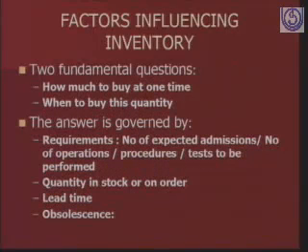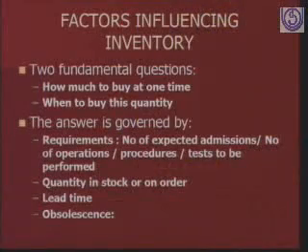Now, what are the factors which influence your inventory? Two fundamental questions are how much to buy at one time, and when to buy this quantity. That is how much and when. And the answer is governed by the requirements, that is the number of expected admissions, number of operations, number of procedures, tests to be done. So by this you can have a rough estimation of it. Second answer is quantity in stock or on order: how much to stock, and at a time how much you should order.